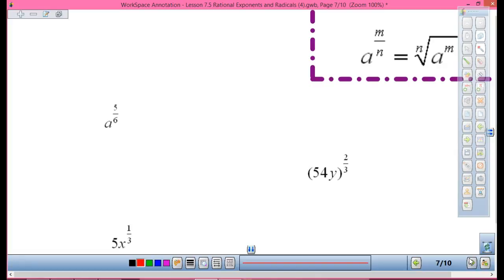Okay, so if you remember, we've got root of a to the top, and the bottom, or the denominator, is going to be my index. So this is going to be a to the 5th, and what's my index going to be? 6. Good.